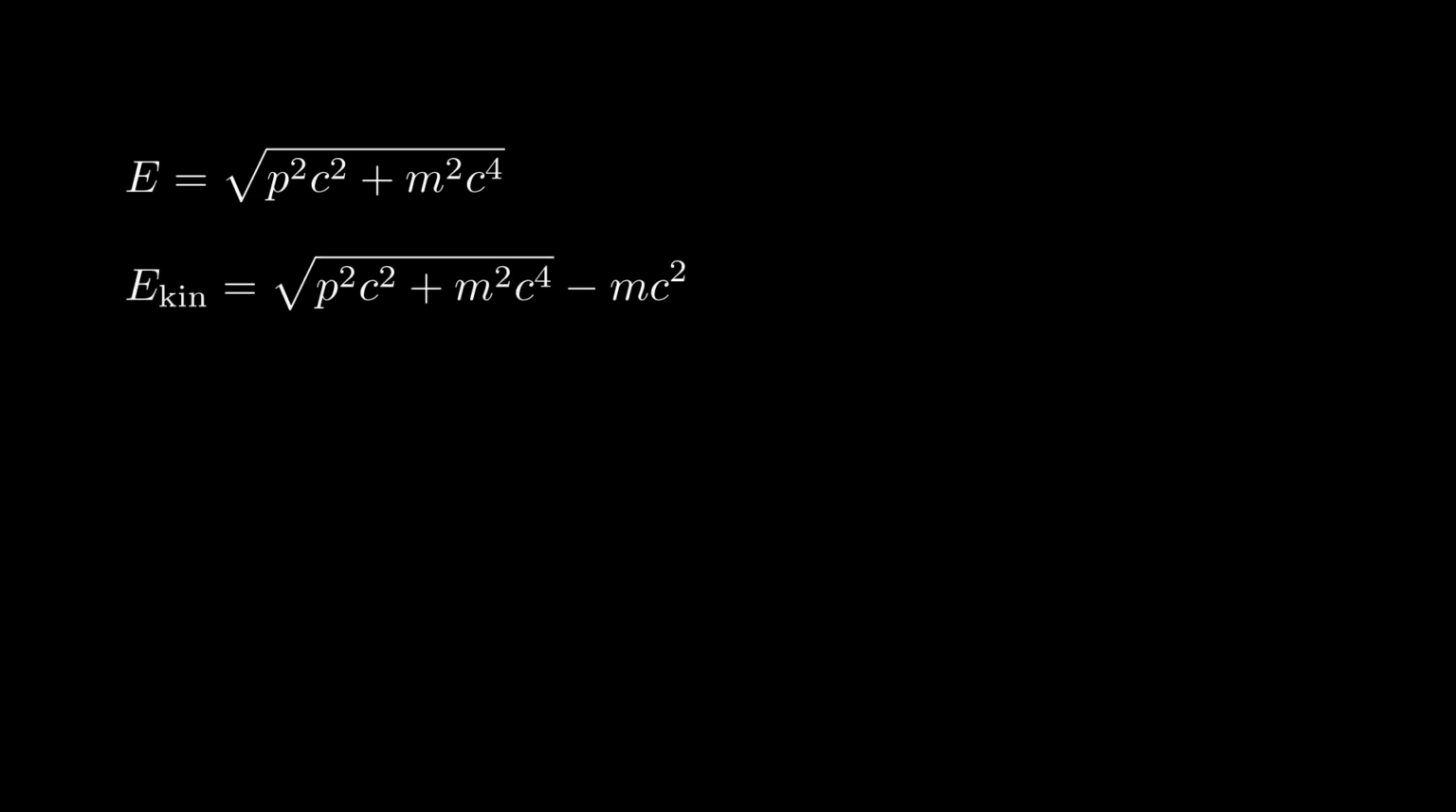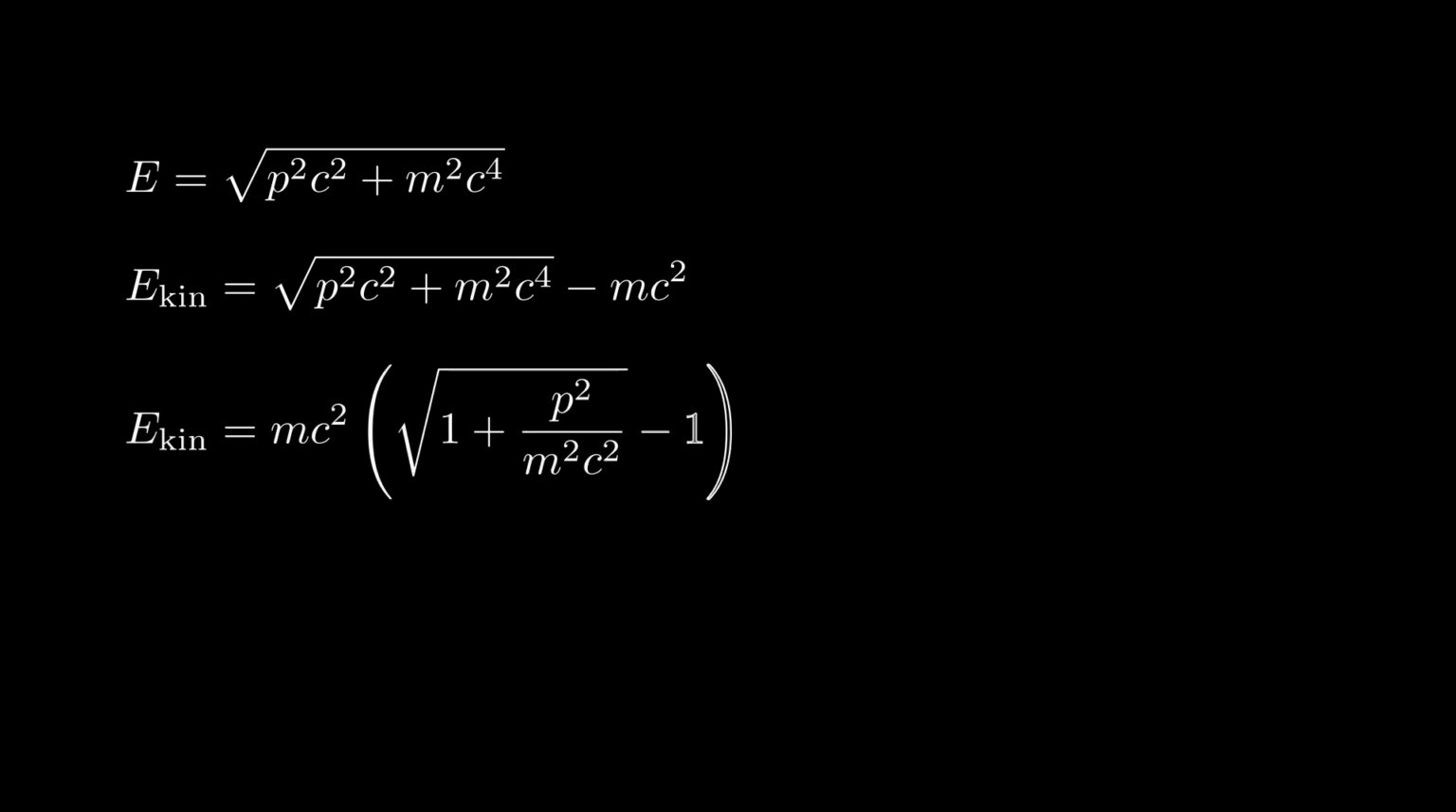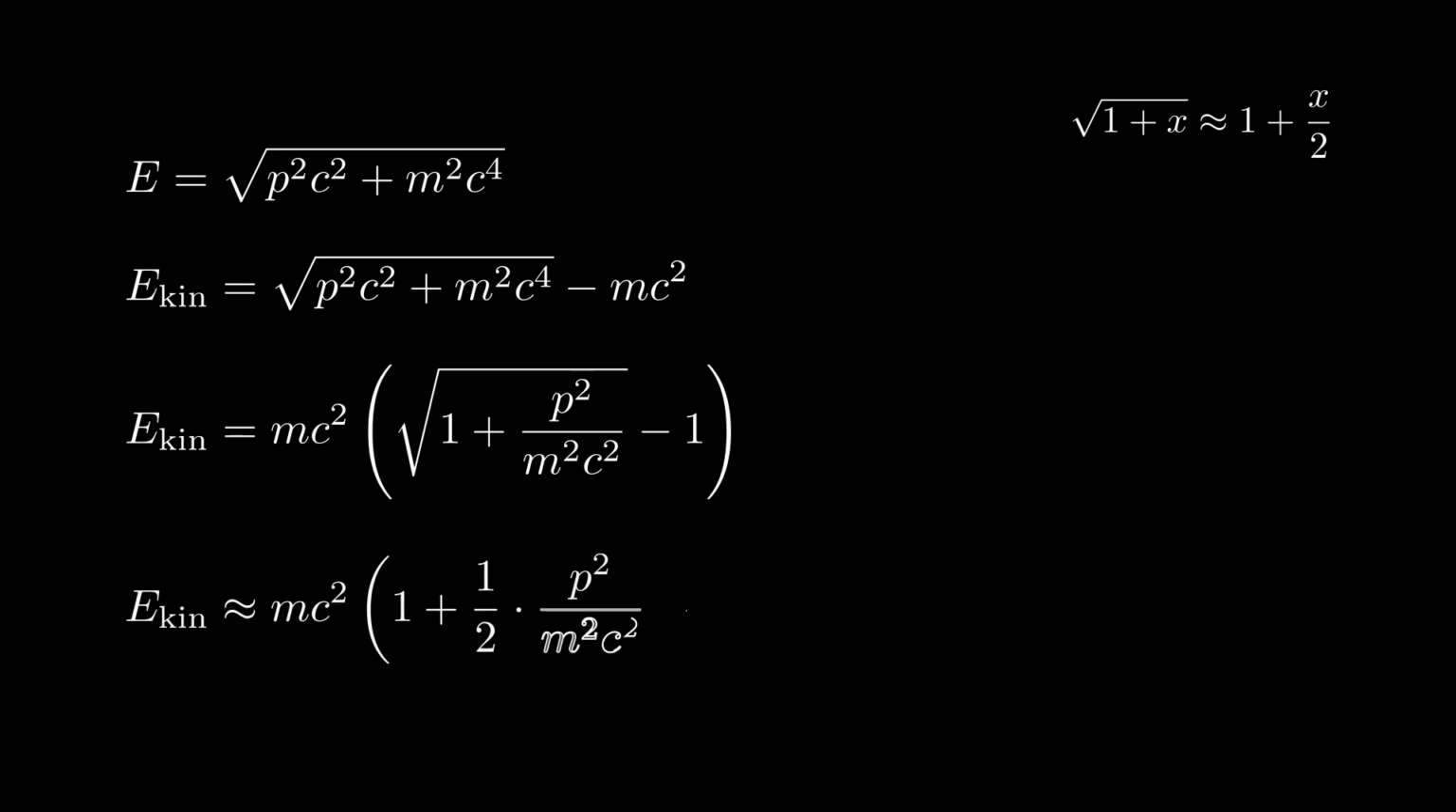Now, when the particle is moving much slower than the speed of light, we can use the Taylor expansion to approximate the square root. Remember the Taylor expansion of square root of 1 plus x? Up to first order, it's given by this expression. In our case, x is equal to p over mc squared. So applying the Taylor expansion, we get exactly the classical Newtonian kinetic energy.